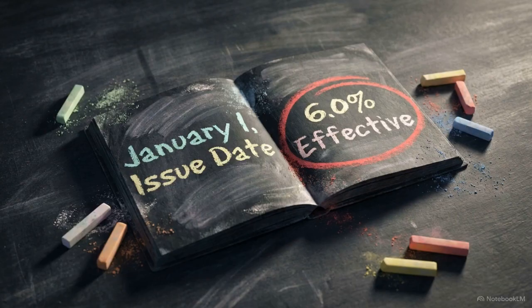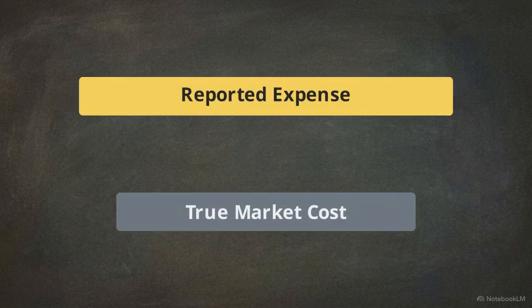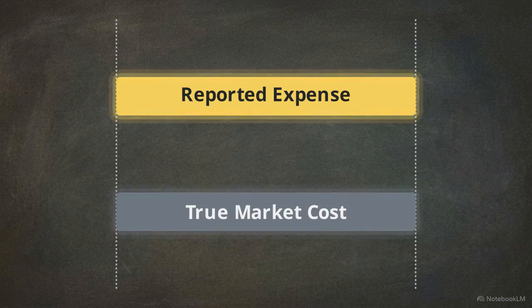Notice the built-in tension here. The effective interest rate is a historical constant, permanently locked in on the sale date. But the carrying amount is a moving target that shifts every single year. This forces the reported annual interest expense to act as a dynamic variable. The balance sheet uses this changing value to systematically correct the initial pricing mismatch, aligning the reported expense with the true market cost of the debt.